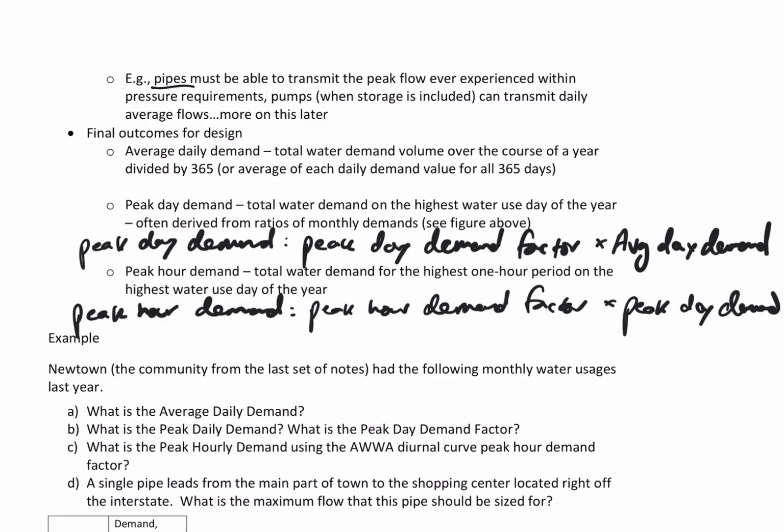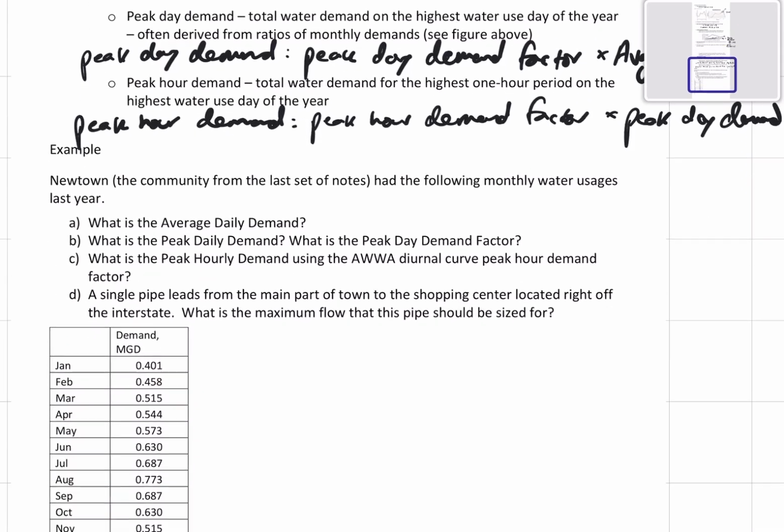So once we figure out what is our highest water use day of the year, whether it's July or August, usually, then we're going to multiply that by the peak hour demand to get what is the peak demand during the highest hour of that day. Okay? So let's do an example problem here.